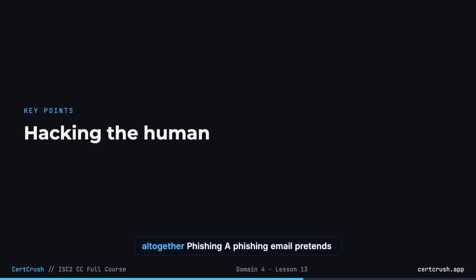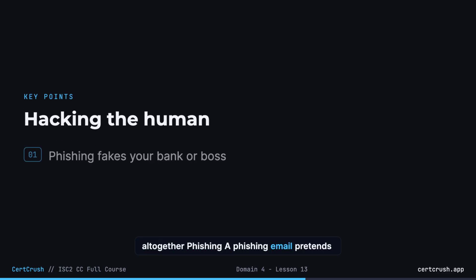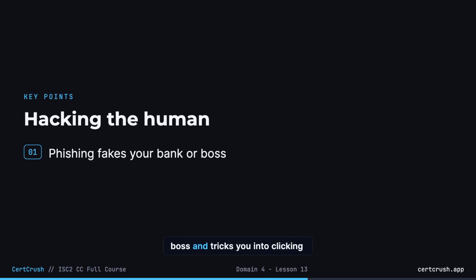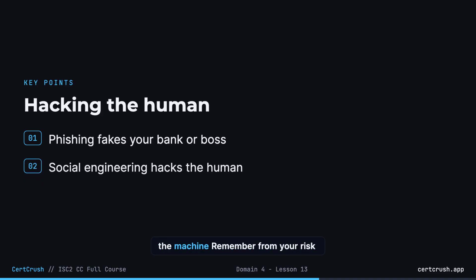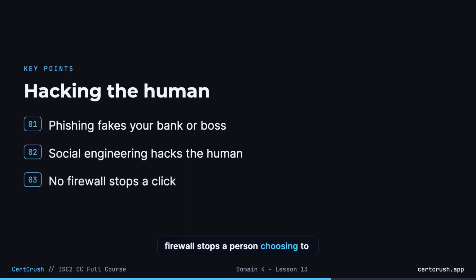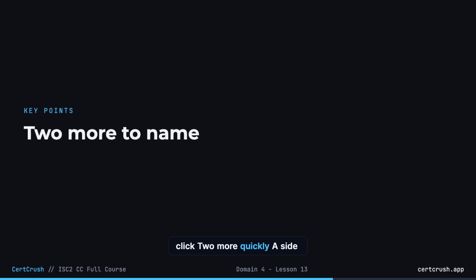Now, the attack that skips the technology altogether. Phishing. A phishing email pretends to be your bank or your boss and tricks you into clicking a link or handing over your password. Phishing is one flavor of social engineering, which is the art of hacking the human instead of the machine. Remember from your risk lessons that risk is likelihood times impact. Social engineering is high on both, which is why it is the most common way in. No firewall stops a person choosing to click.